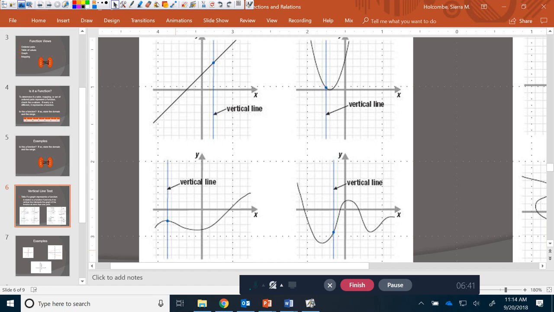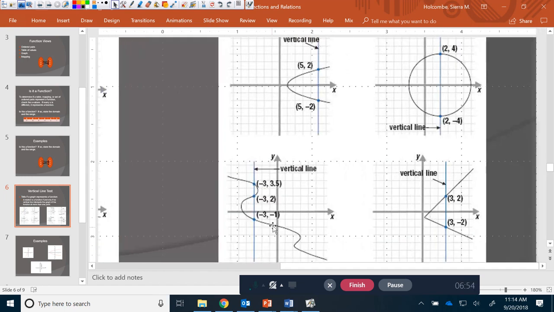If we look at the ones in the next little box, you can see that my vertical line crosses in two spots.